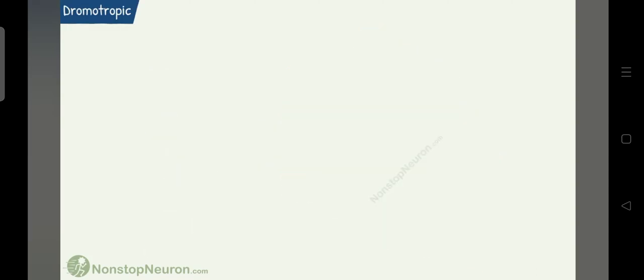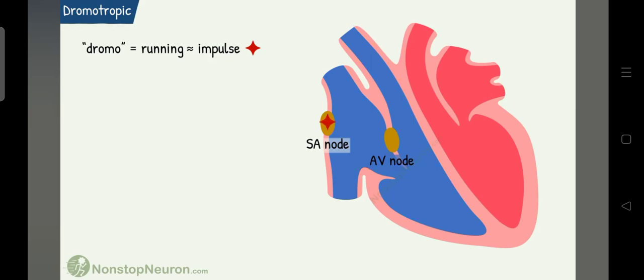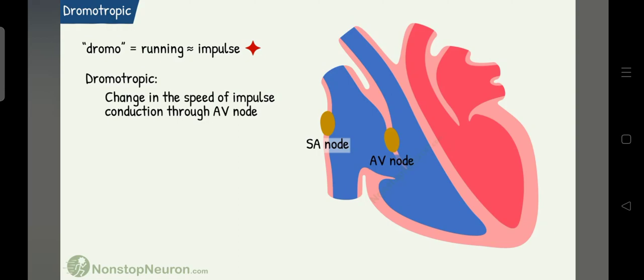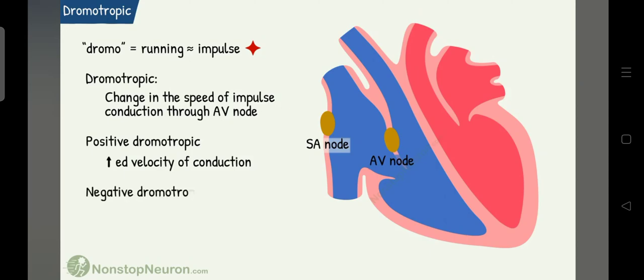Next are dromotropic actions. Dromo means running. Okay, but who's running here? Impulse. We know that impulse is generated at the SA node and passes through the AV node to reach the ventricles. Dromotropic means change in the speed of this impulse conduction through the AV node. Positive dromotropic means increase in the velocity of conduction, and negative dromotropic means decrease in the velocity of the conduction.